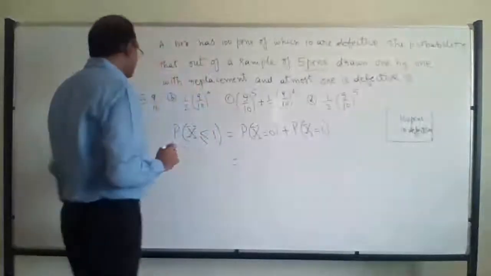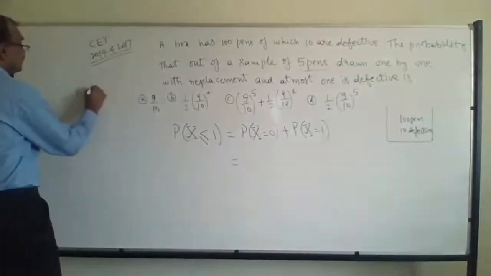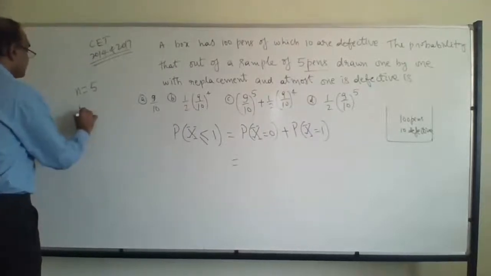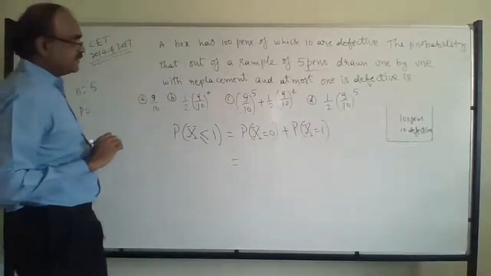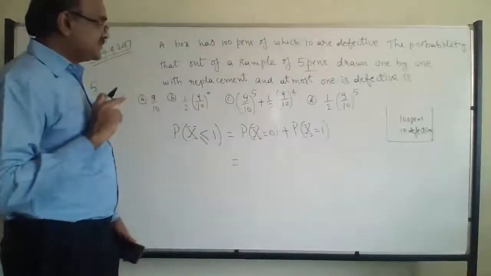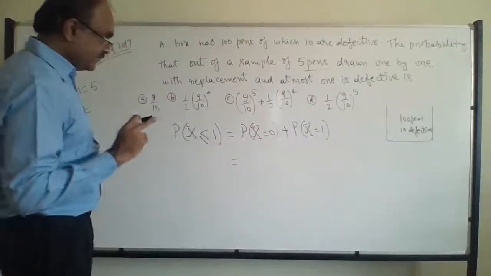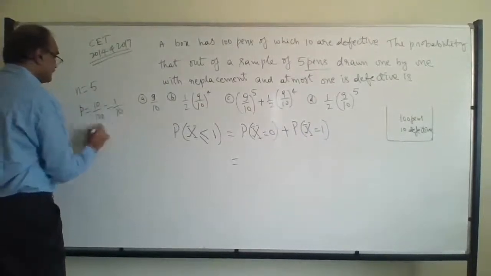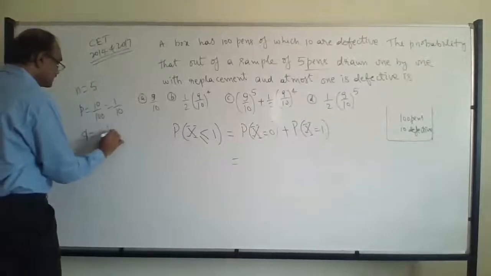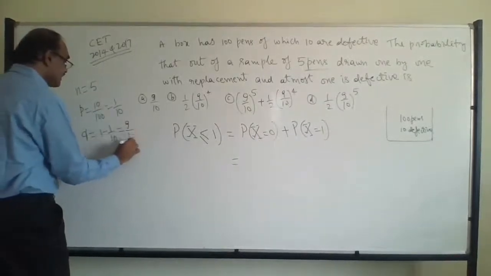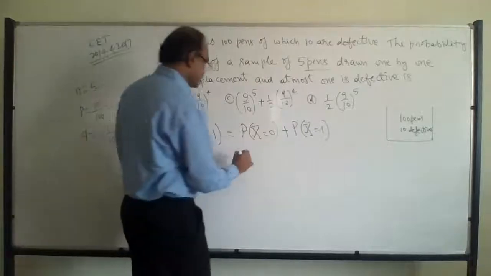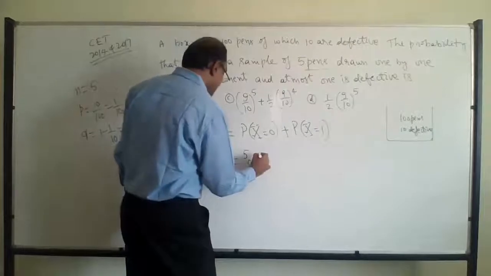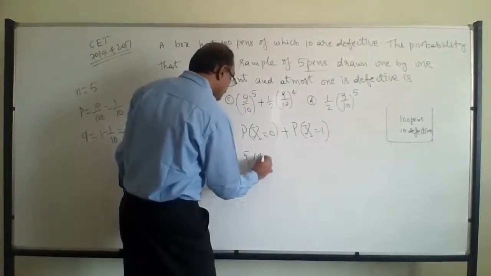So now you know what is n and p. Let us calculate n. n is 5, because 5 samples you are taking. And what is p? Here success can be getting a defective one. 10 defective out of 100, 10 by 100, that is 1 by 10. So automatically q will be 1 minus 1 by 10, that is 9 by 10. So substitute. n is 5, C 0, q is 9 by 10 whole to the power 5.